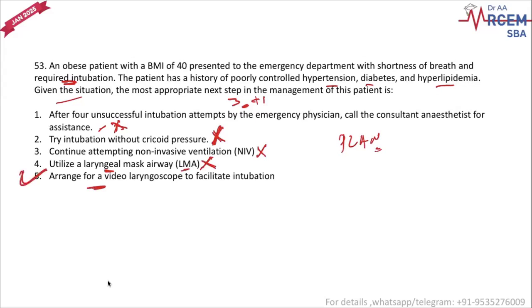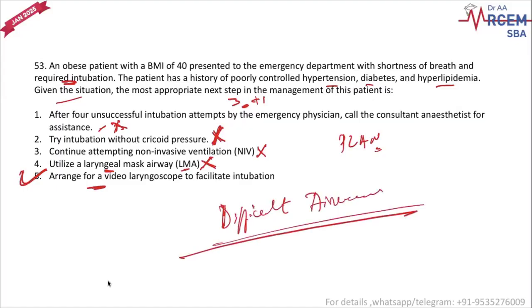Why? I am suspecting a difficult intubation here. Whenever I am suspecting a difficult intubation, a difficult airway trolley should be present, or the equipment which will ease intubation, like a video laryngoscope, fiber optic laryngoscope, those things need to be present. So the right answer here is the fifth one. Because of the BMI being 40, we are suspecting an obese patient, difficult intubation. Obese patients will have a short neck and a thick neck.